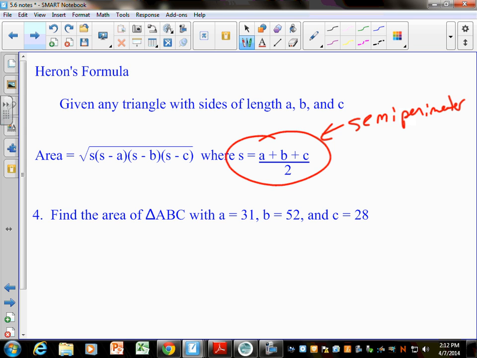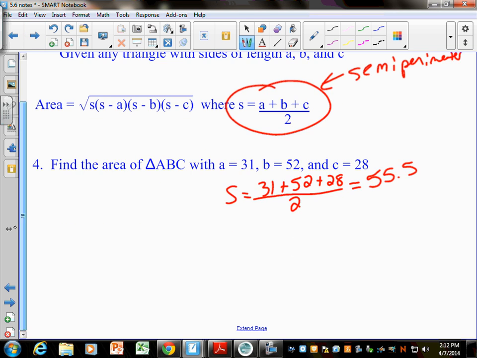You want to find S first. So on this one, I would do 31 plus 52 plus 28, all divided by 2. And I think I got 55 and a half as my number there. And then it's just plugging that in. The square root of 55.5 times 55.5 minus 31 times 55.5 minus 52 times 55.5 minus 28. And it's kind of cool that that gives you the area of that triangle.